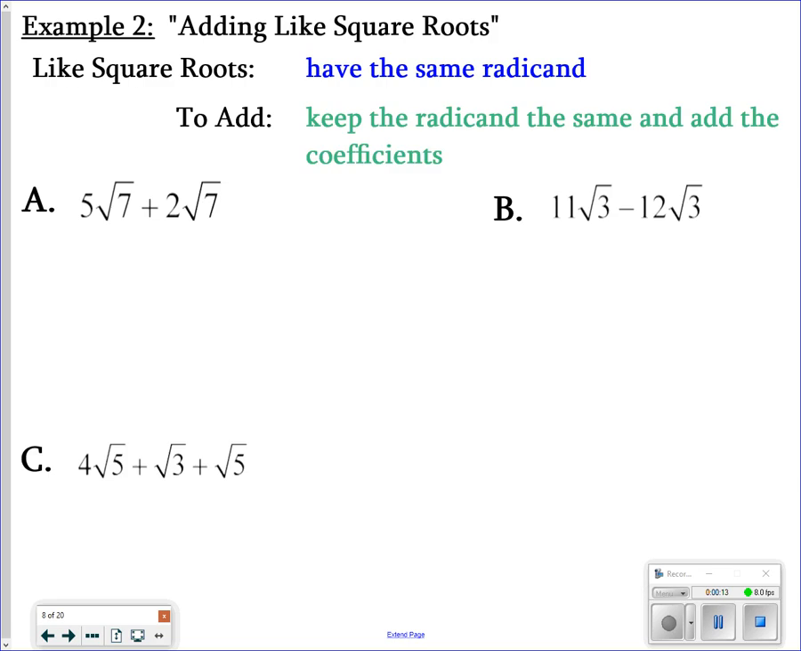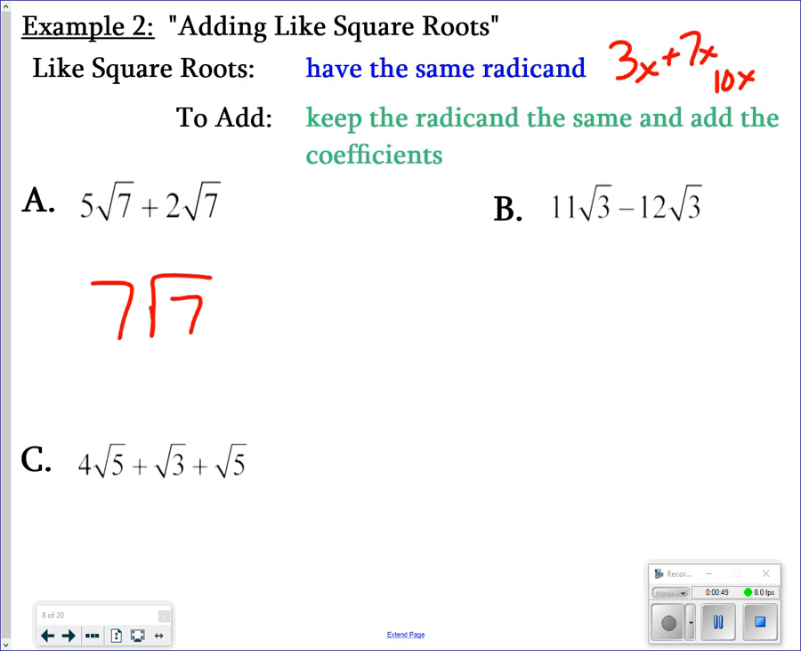So we're going to expand on goals that we did previously on simplifying. So here we go. Adding square roots. Anytime you're adding square roots, you're adding it just like you would if it was a variable. So you must have the exact same radical. When you have the exact same radical, you're going to keep the radical the same and add the coefficients just like you do when you deal with variables.